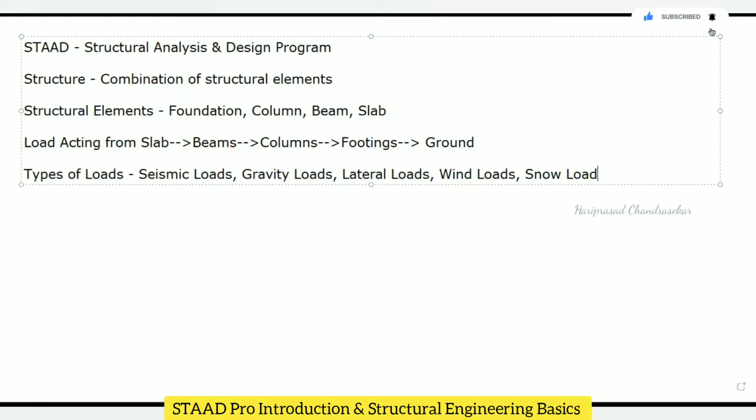These are all some kinds of loads, based on how they behave. Seismic is related to earthquakes. Gravity load means dead loads, like the self weight of the structural elements. Lateral loads are the loads acting on the beams and columns. We can call them uniformly distributed load, uniformly varying load, point loads, or concentrated loads. Wind load is because of the wind. Snow load is because of the snow.